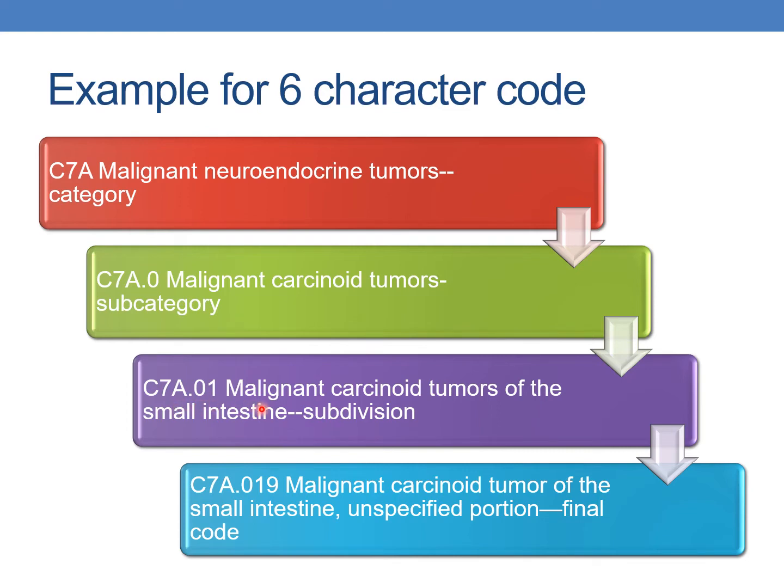C7A.01 describes malignant carcinoid tumors of small intestine. This is also a subdivision. Now finally, C7A.019. This code indicates malignant carcinoid tumor of the small intestine, unspecified portion. And this is a final 6-character code. As you can see, 1, 2, 3, 4, 5, 6. C7A.019 is a final 6-character code.